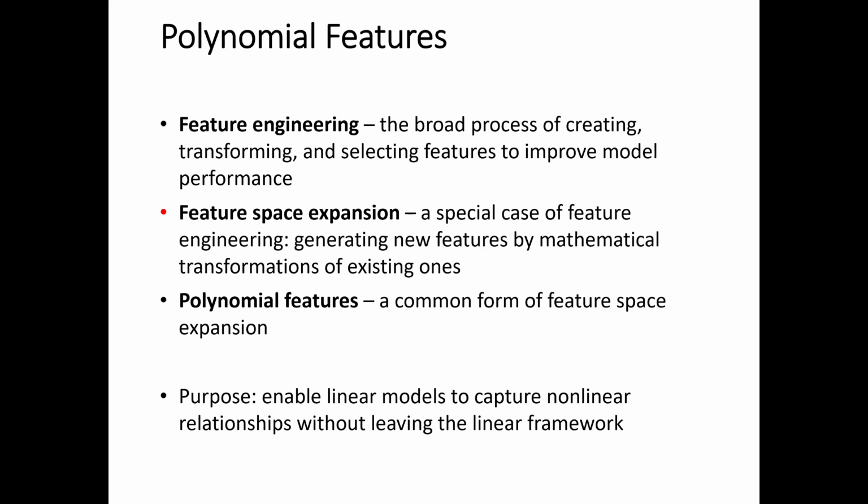This is a special case of feature engineering called feature space expansion, where we generate new features by mathematical transformations of existing ones. One of the most common methods of feature space expansion is the use of polynomial features. The purpose is to enable linear models to capture non-linear relationships without leaving the linear framework. We can think of feature space expansion as a stage of data preprocessing.